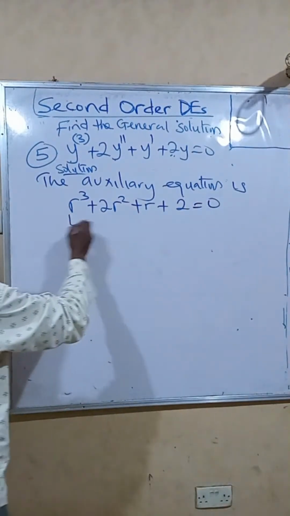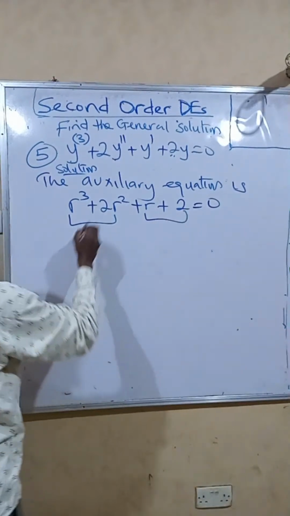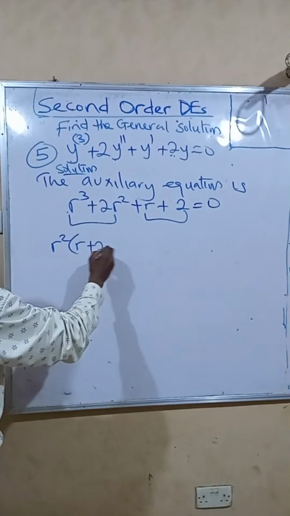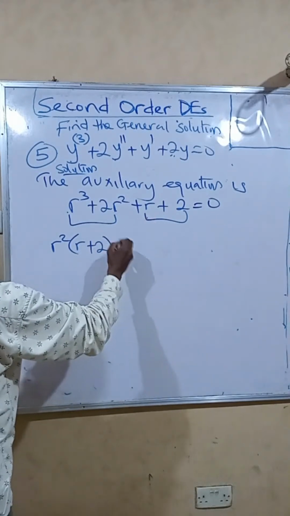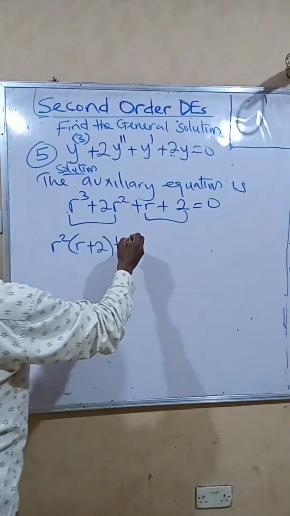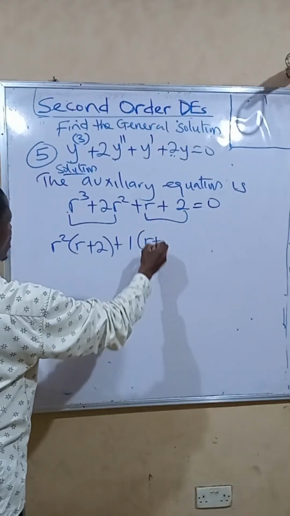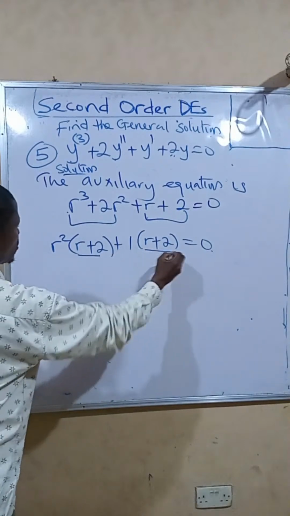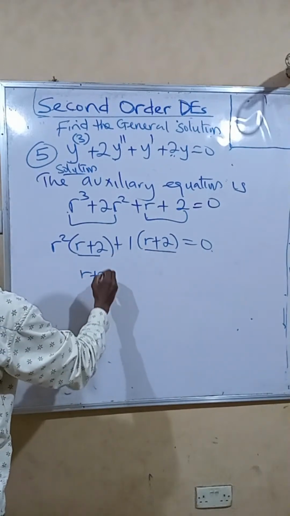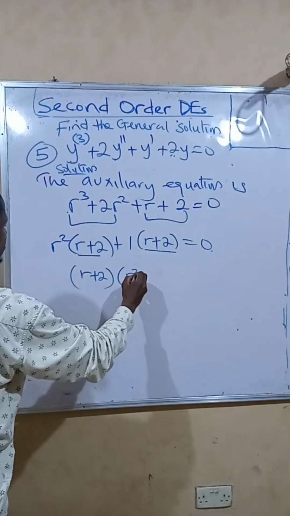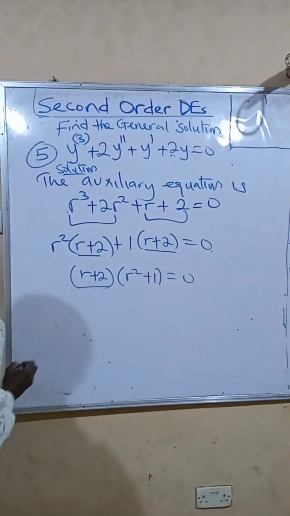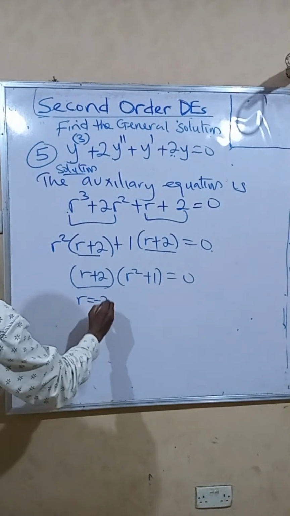Then we can pair this one. Here r squared is common, we have r plus 2. Here 1 is common. That's r plus 2 equal to 0. So take one of that, then we have this equal to 0. So r plus 2 is equal to 0, so r is equal to minus 2.